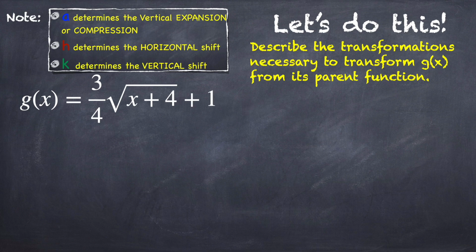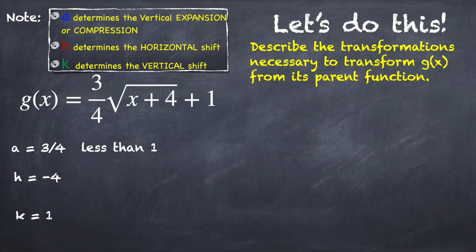In this case, we're going to identify our A, our H, and our K. Our A is the coefficient out in front. A is 3/4. That is less than 1, so we're going to have a compression. Now, x plus 4 is grouped. Our radical sign is a grouping symbol. And remember, it is opposite of what we see. We see a plus 4, so H is a negative 4. K is exactly what we see tacked on the back. That is a positive 1.